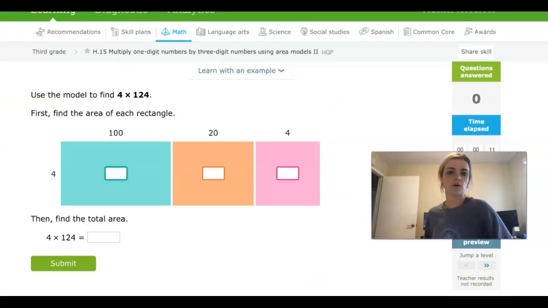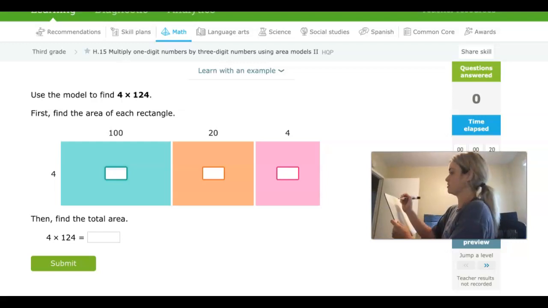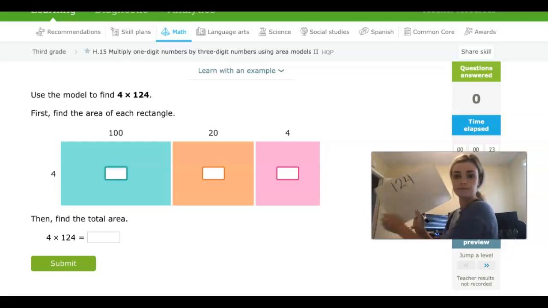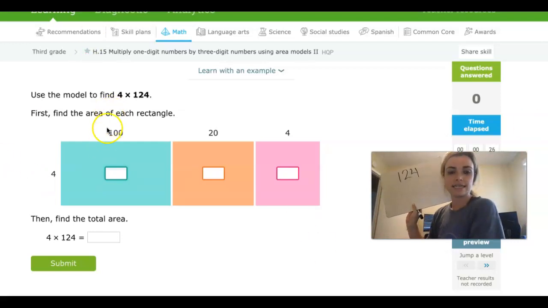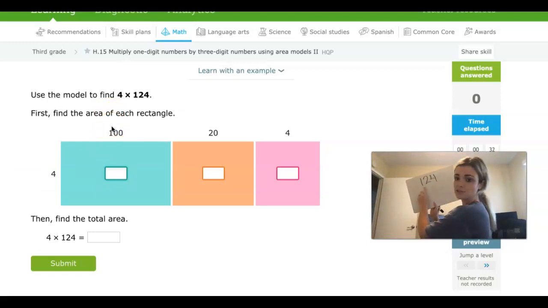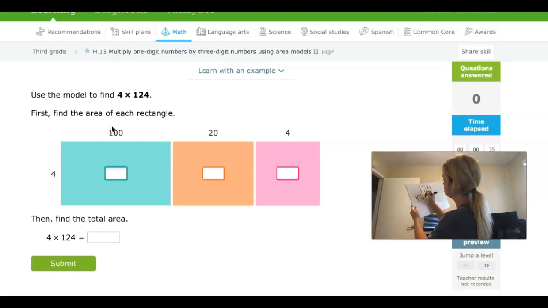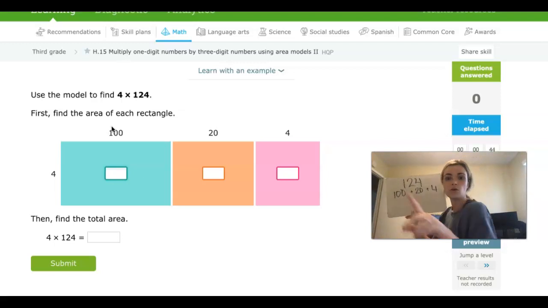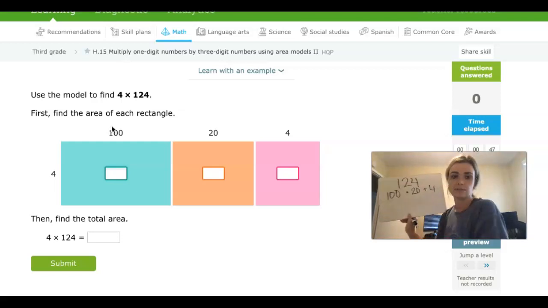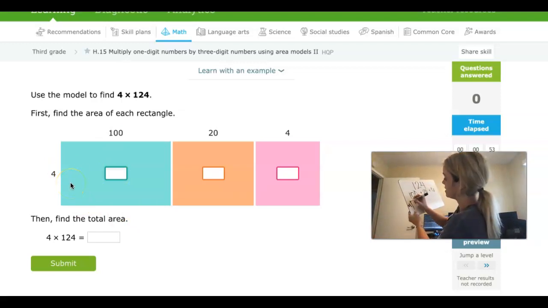Use the model to find 4 times 124. First, find the area of each rectangle. So when I look at this 124, what I can see on my screen that they did is they wrote it in expanded form, essentially. So they took the number and they stretched it out. So they said, I look at my hundreds and I have 100 plus 2 tens, which is 20, plus my 4 ones. Okay, so instead of doing it with this addition like we see in expanded form, all you're doing is you're multiplying it. Okay, so I have my 4 over here.